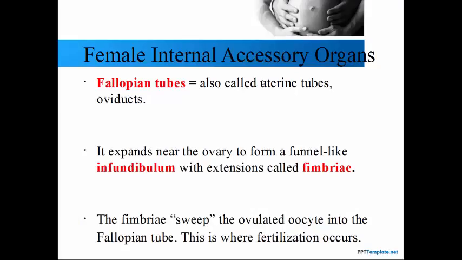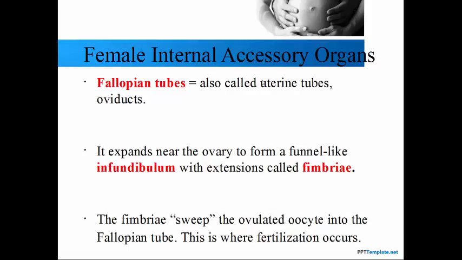Next we'll move on to the fallopian tubes, also called the uterine tubes or the oviducts. Any of those terms are correct for the structure. I prefer the fallopian tube as the more common name for the structure. It will expand near the ovary to help collect the secondary oocyte that gets ejected out. And the structure is called an infundibulum. It looks like an upside down funnel.